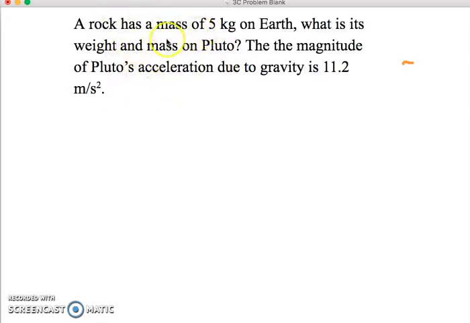So it says a rock has a mass of 5 kilograms on Earth. So what is its mass and weight on Neptune? So a different planet. Sorry, quick typo. This should not be Pluto. Doesn't really make a difference. Sorry, this should be Neptune. So it's asking, if you have a mass of 5 kilograms on Earth, what is the weight and the mass on Neptune, not Pluto? So it asks us for that, and then it gives us the information.